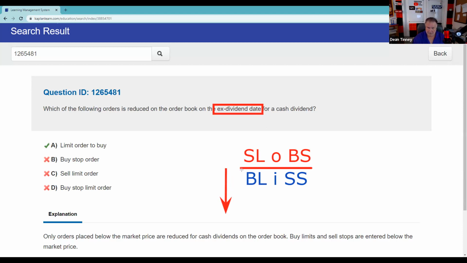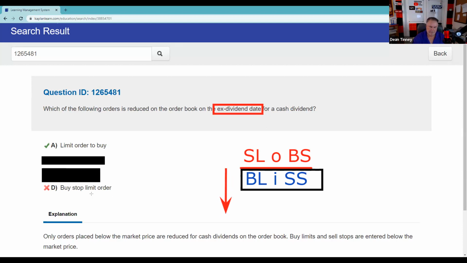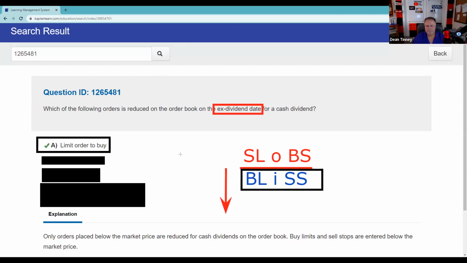So now we can apply our memory aid device BLISS and say, okay, buy stop is above the market, and we don't adjust orders above the market because there's no way they would get triggered. Sell limits are above the market, buy stops where they become market or limit, leaving us with the answer, which is a buy limit. That is testable. Does that take care of that one for you?